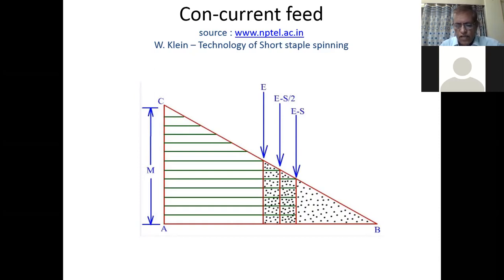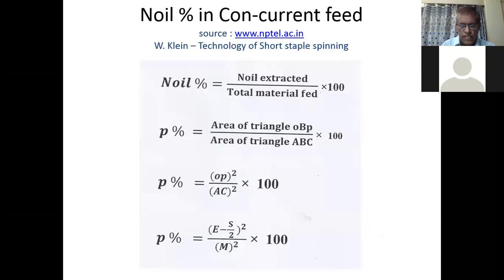So for simplicity, we can take the central point and conclude that any fiber longer than (E minus S) by 2 will go to sliver, and any fiber shorter than (E minus S) by 2 will go to noil. The same noil percentage can be calculated in concurrent feed: noil extracted divided by total material fed into 100.